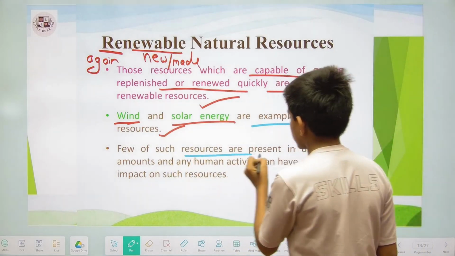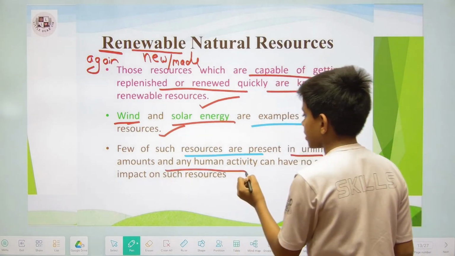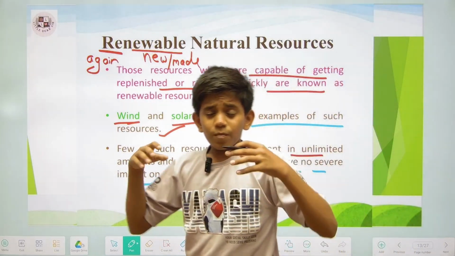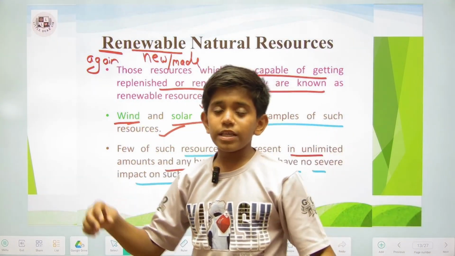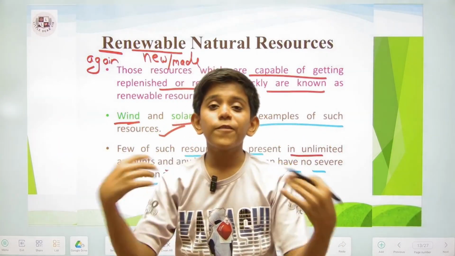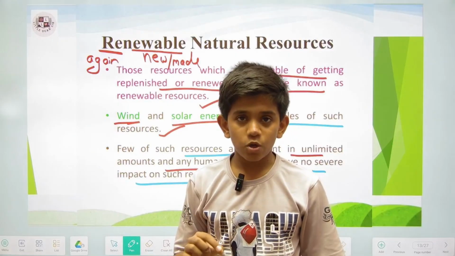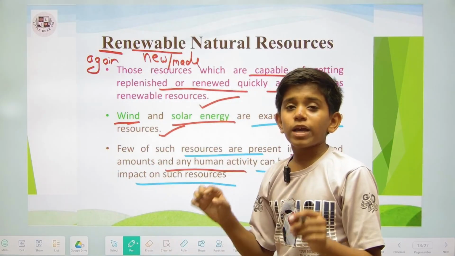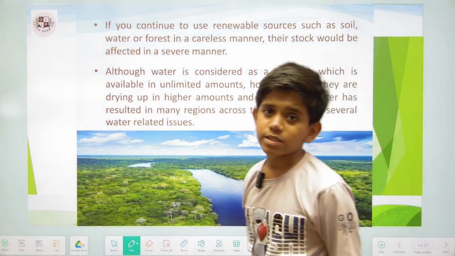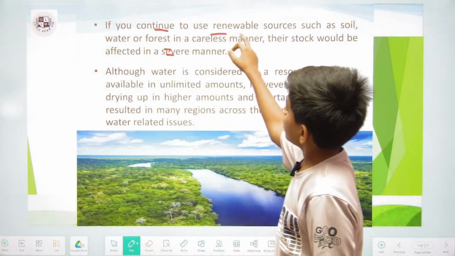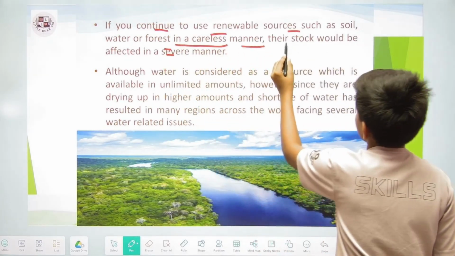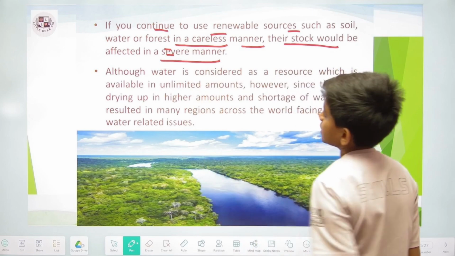Few of such resources are present in unlimited amounts, and human activity has no serious impact on them. Any human activity that is happening has no effect on these renewable resources. You cannot damage these two things. But if you continue to use renewable resources such as soil, water or forest in a careless manner, their stock would be affected in a severe manner.